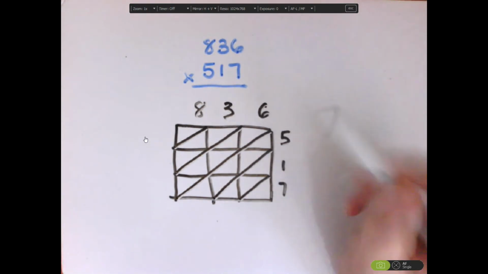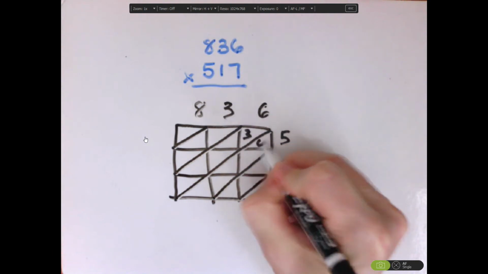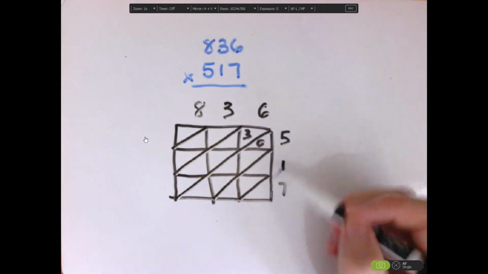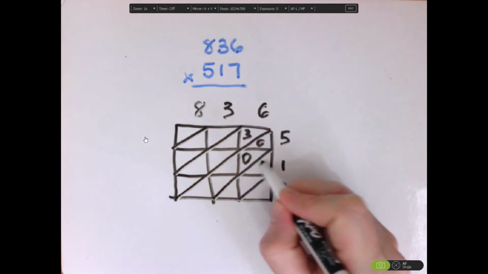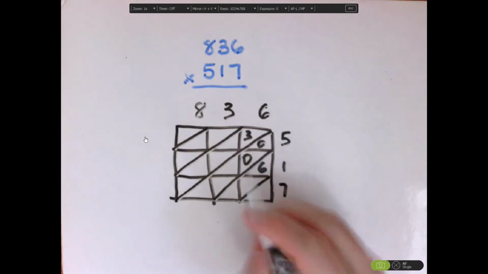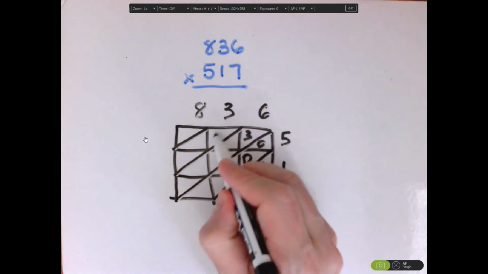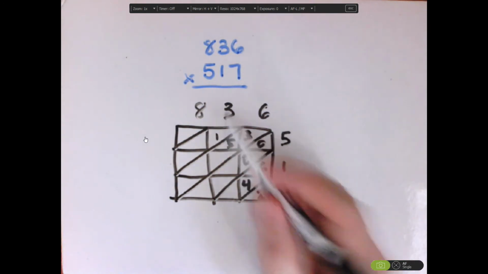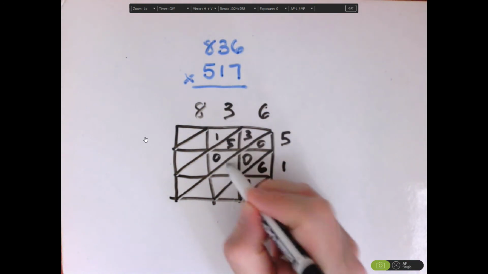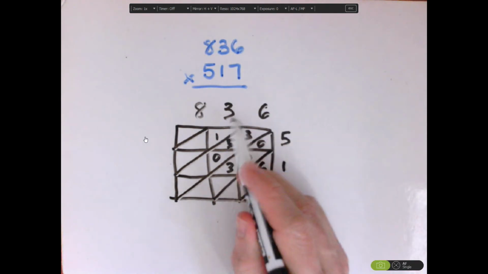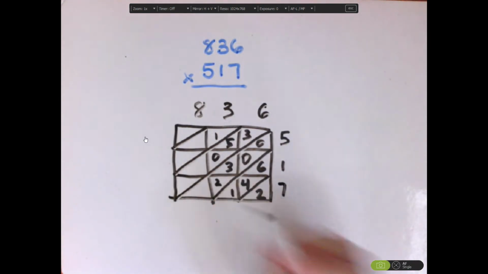So 6 times 5 is 30. We'll do that. We'll go down. 6 times 1 is 6, so it'll be 0, 6. 6 times 7 is 42. 3 times 5 is 15. Going down, that's 0, 3. 3 times 7 is 21.